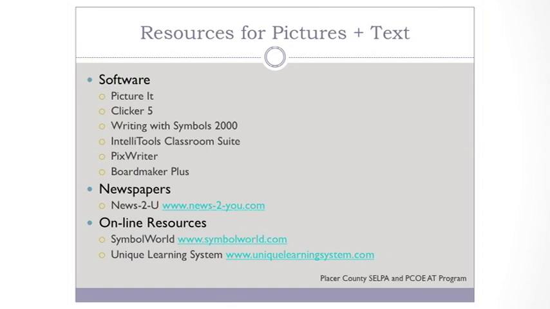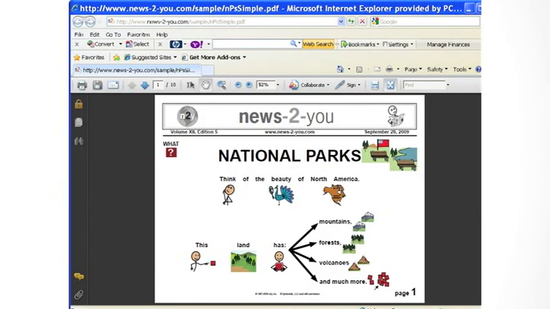Newspapers, there's News to You. This is a great resource for age-appropriate news information paired with pictures. Online resources, Symbol World is fantastic. It's a free site, and there's an absolute ton of resources there paired with pictures. It also has a plug-in, so if the student needs text-to-speech, it will also utilize text-to-speech with the pictures as it highlights the text. And then there's the Unique Learning System curriculum, which is a great scaffolded system that pairs symbols with text. Here's an example of News to You and what that looks like.